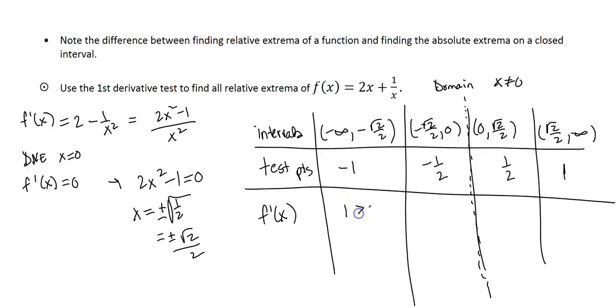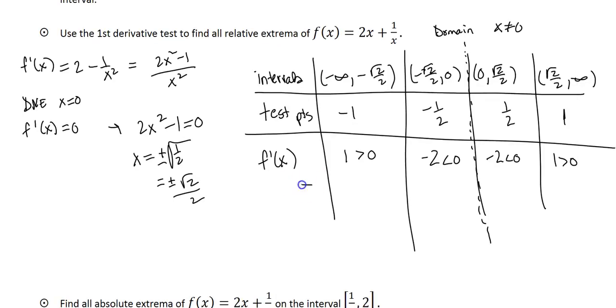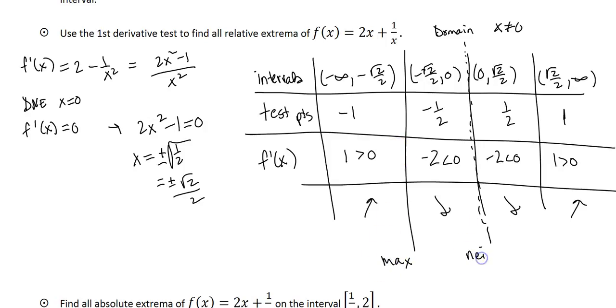So here that gives me a 1, which is positive. I plug the negative 1/2 in, I get a negative 2, which is negative. If I plug the 1/2 in, I get a negative 2, which is negative. And if I plug the 1 in, I get a 1, which is positive. So from there, this is going to be increasing, decreasing, decreasing, increasing. And you can see that this would be a max, this would be neither, and this would be a min.